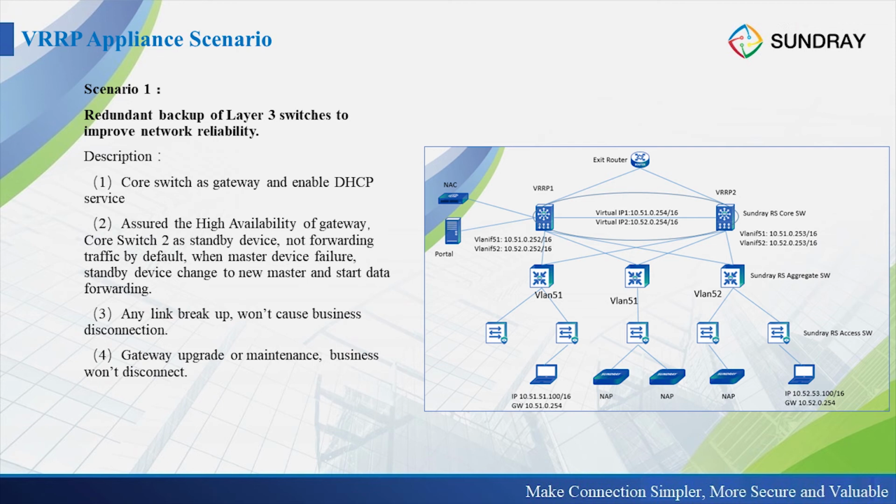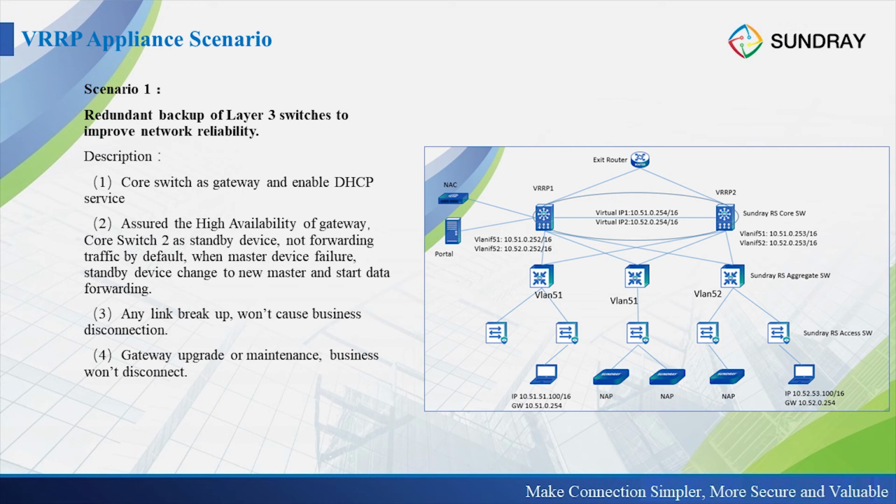So what can it do? Here we give three scenarios. For the first one, we use the VRRP to make a redundant backup for the layer 3 switch and improve the network reliability. In the picture here, we enable the core switch as the gateway and enable the DHCP service, and then ensure high availability of the gateway.